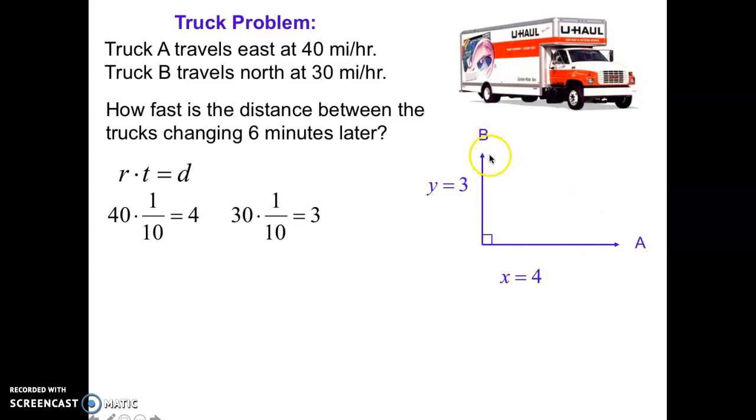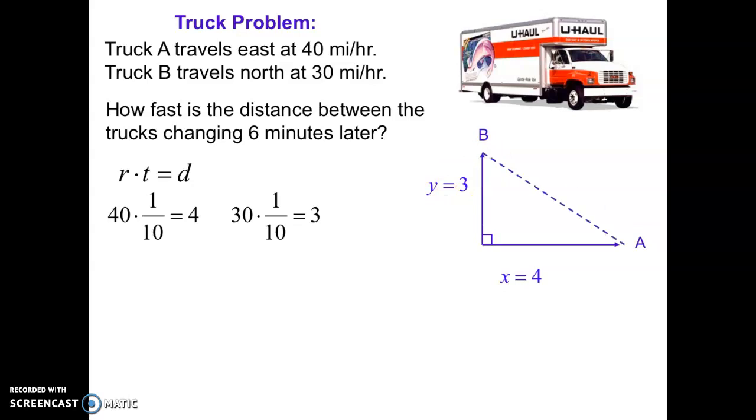I want to know the rate of change, how fast is the distance between the trucks changing? Now mind you, the distance between the two trucks, when this truck is here and this truck is here, is going to be the hypotenuse of this triangle as the trucks move in each direction. So it's like a triangle that's getting bigger and bigger and bigger.